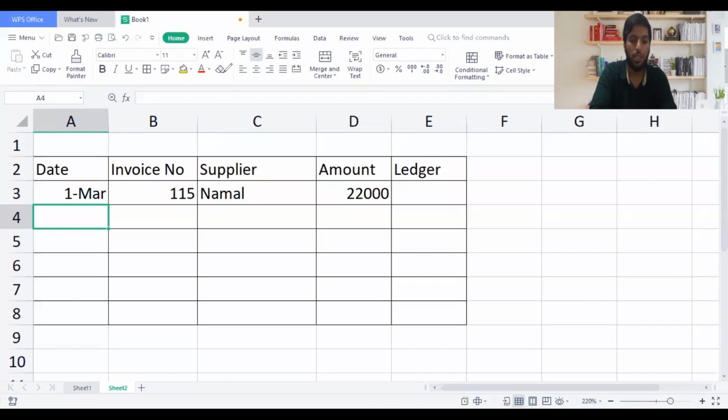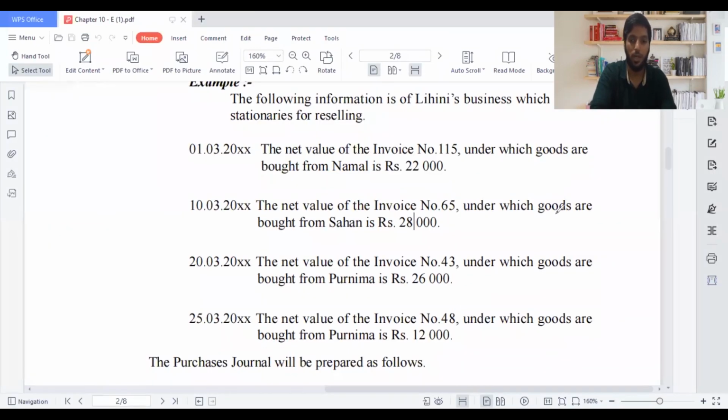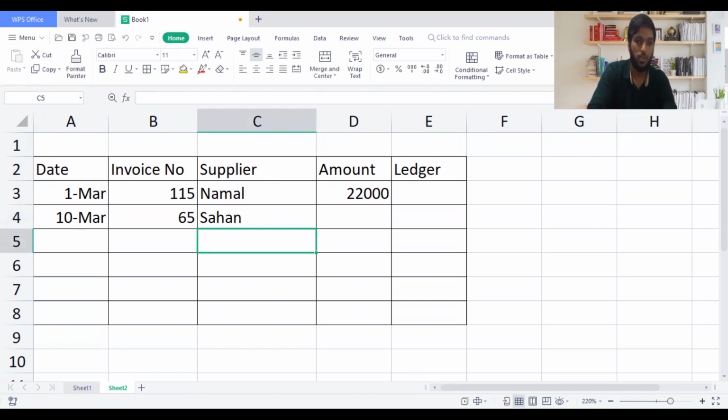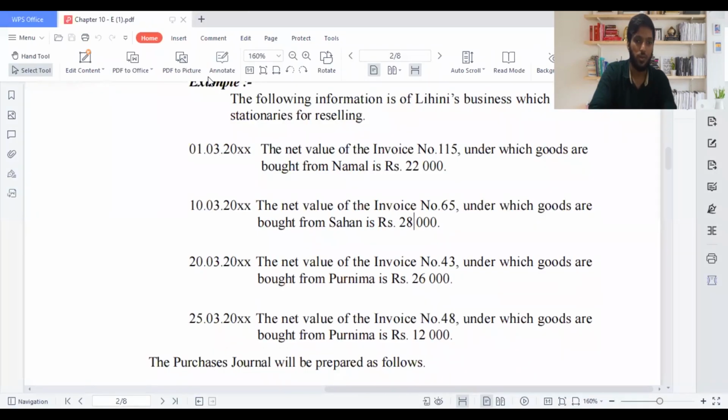We have the net value of the invoice number 65 under which goods are bought from Sahan is rupees 28,000. So I'm going to move on to Sahan account, but then it is 3rd 10. So 10th March, we have 10th March. The invoice number is 65, if I'm not mistaken, and Sahan, right? This is how you record these values, guys. And it is 28,000. So I'm going to record 28,000.